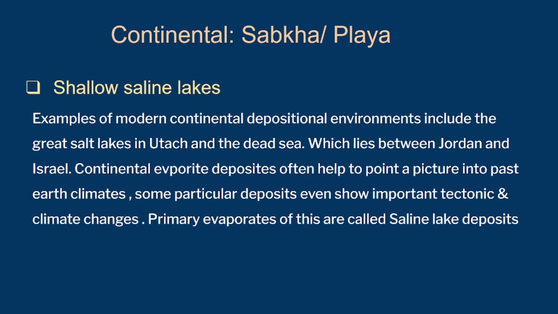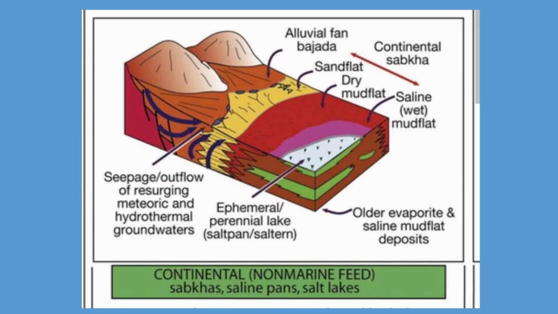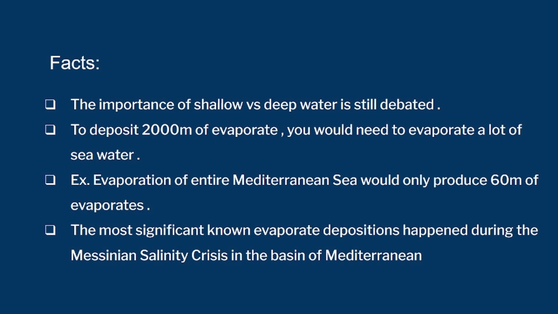Modern continental evaporite deposits are found in the Great Salt Lake in Utah and the Dead Sea, which lies between Jordan and Israel. Continental evaporite deposits often help us to predict the past Earth climates, tectonic and climatic changes. The figure shows continental sabkha environment, sandflat, dry mudflat, saline mudflat, and eventually salt pan are developed. Lastly, the importance of shallow versus deep water is still debated.